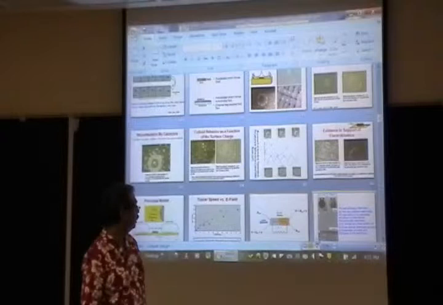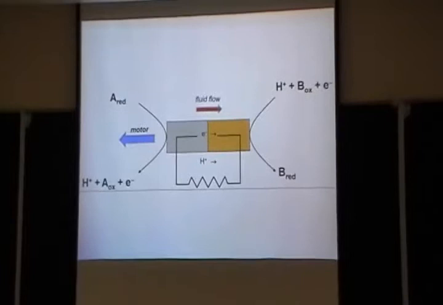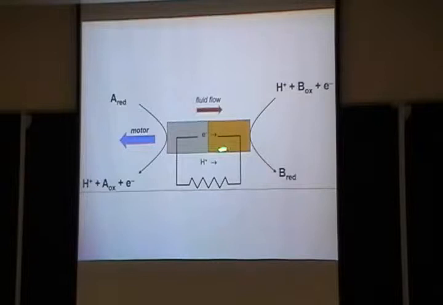Anyway, one of the mechanisms we talked about yesterday was a bipolar redox reaction, where you have oxidation at one end and reduction at the other end, and you have electron flow across the metal and ion flow, in this case proton flow, on the outside, which drags water or whatever fluid you might have. So you have a fluid flow going this direction and the motor going the other direction. And if you stop the motor from moving, then it will pump fluid.